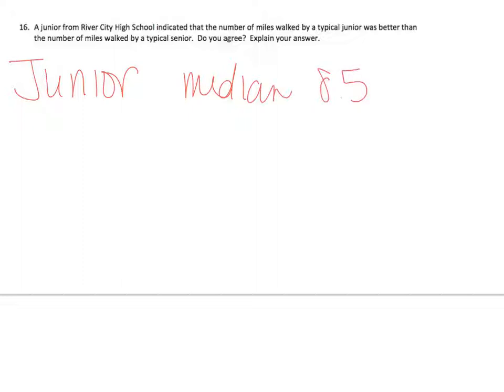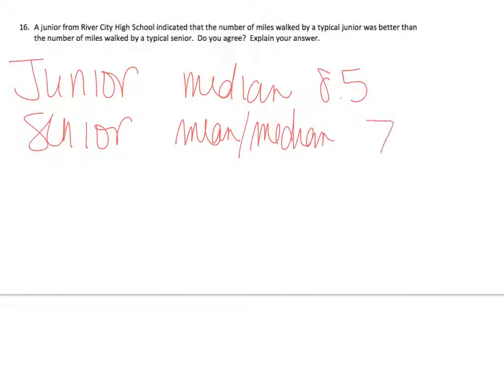And then for the senior class, you could use the mean or the median, and that was about 7. So going back to question 16, the median is a better indicator of the junior class. The median was more than the median of the senior class. So we definitely have more for the juniors.